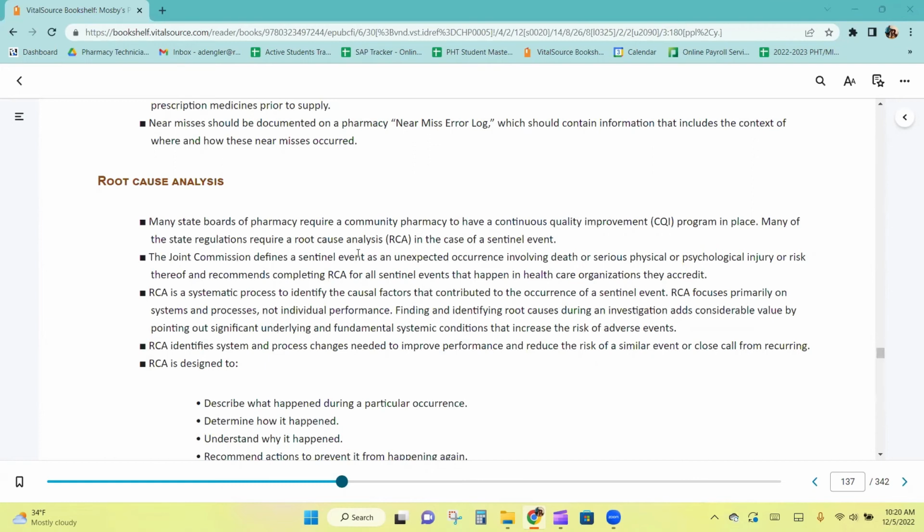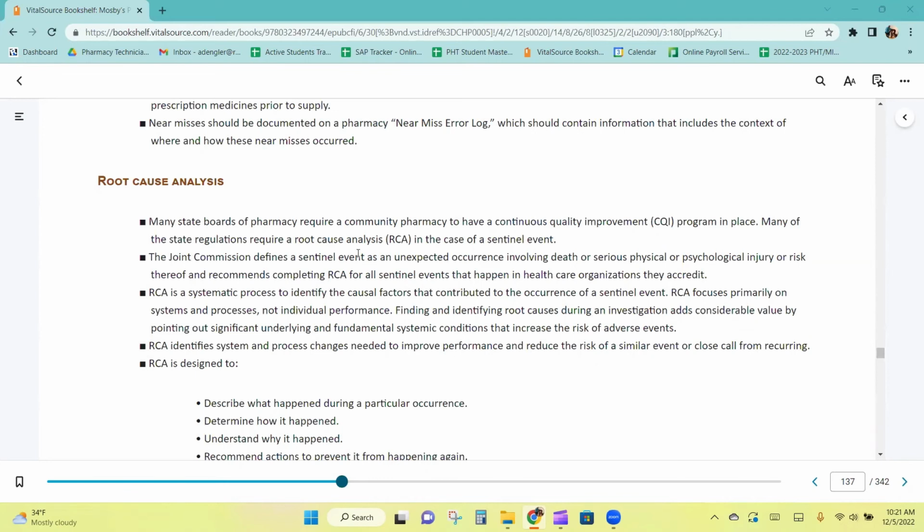RCA is a systemic process to identify the causal factors that contributed to the occurrence of that sentinel event. RCA focuses primarily on systems and processes, not individual performances. Finding and identifying root causes during an investigation adds considerable value by pointing out significant underlying and fundamental systemic conditions that increase the risk of adverse events.